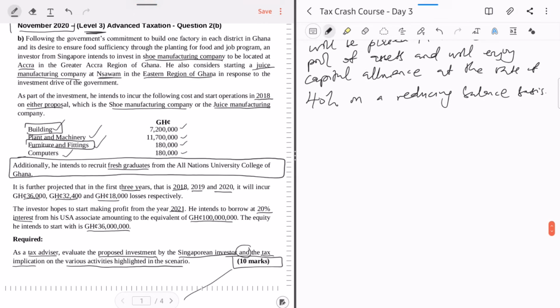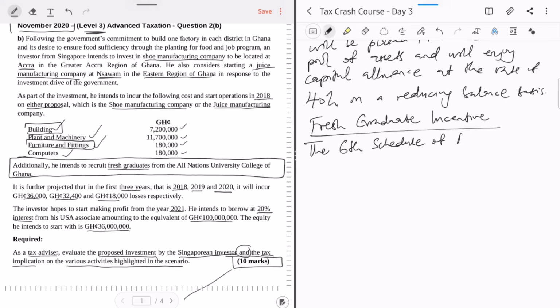So the next is what? Let's just call it the fresh graduate incentive, right? If you don't know it's in the sixth schedule, please don't stress yourself, okay? You can't come and kill yourself. Just say the sixth schedule of Act 896 provides for a fresh graduate incentive as shown below.